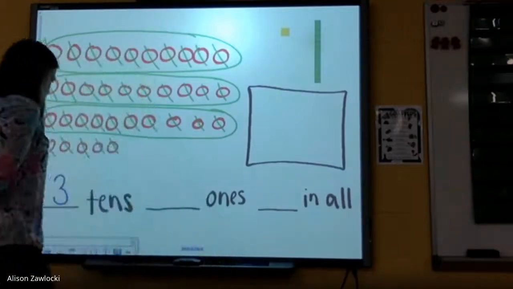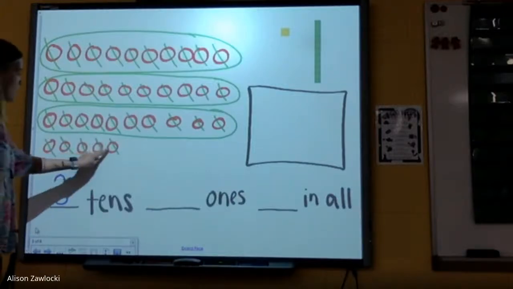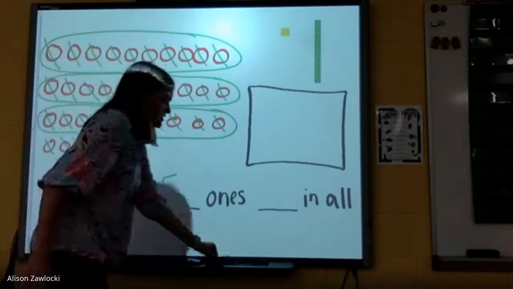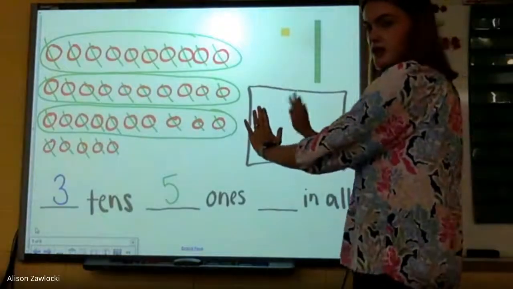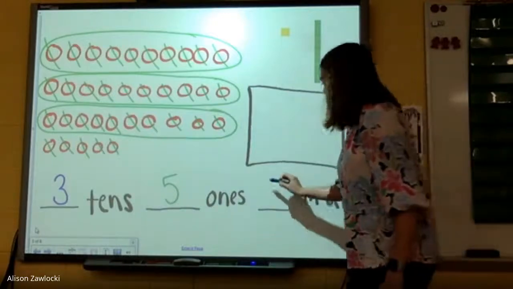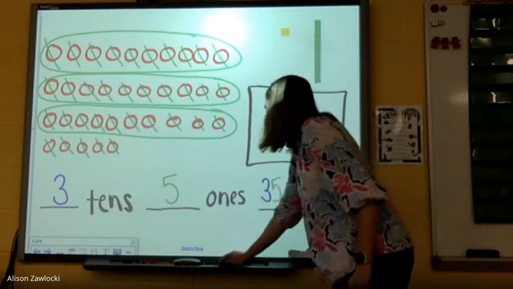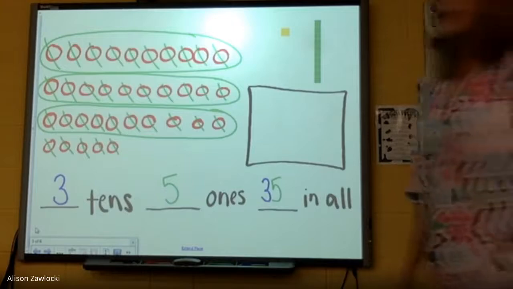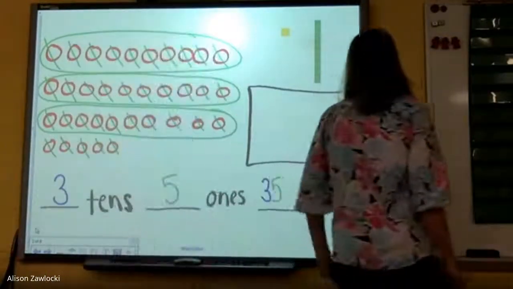All right, and then we're going to count how many extras we have. How many that are not in circles? 1, 2, 3, 4, 5. We have 5 extra circles. All right, boys and girls, let's use our trick that I taught us. So remember, our first digit is our 10s and our second digit is our 1s. So boys and girls, what would my number be? That's right, 35 in all. I'd like you to write that on your own notebook. So you should be writing 3 10s, 5 1s, and 35 in all.